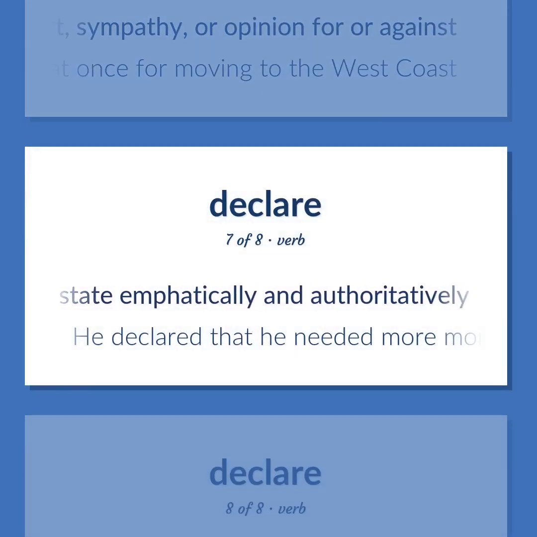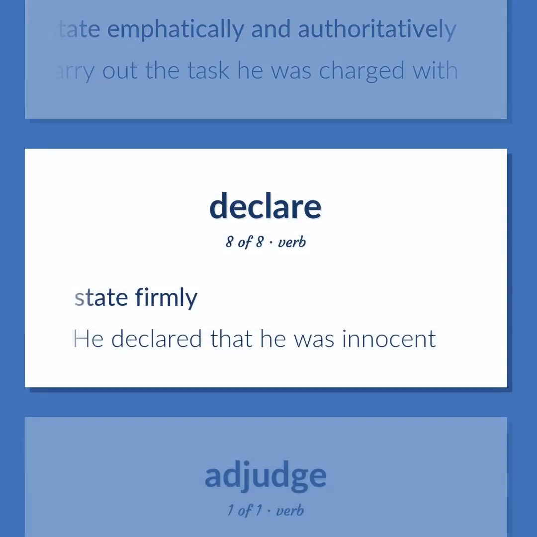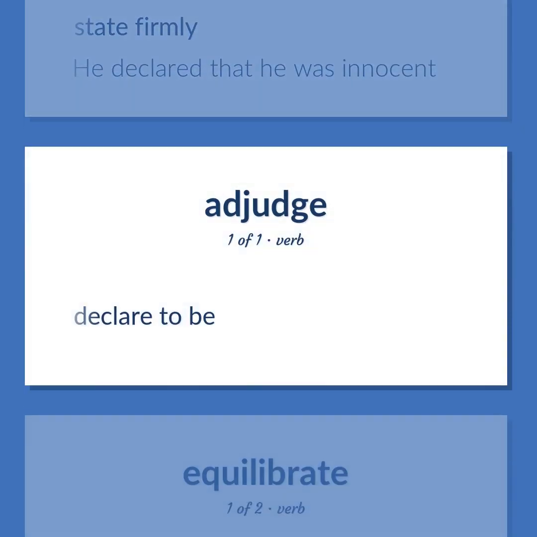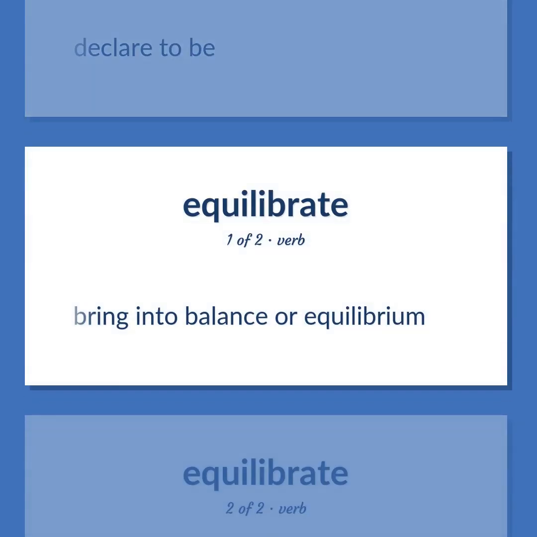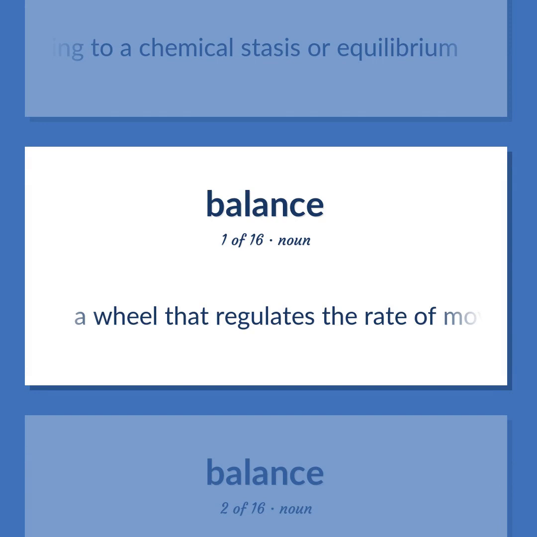State emphatically and authoritatively. He declared that he needed more money to carry out the task he was charged with. State firmly. He declared that he was innocent. Declare to be. Bring into balance or equilibrium. Bring to a chemical stasis or equilibrium. A wheel that regulates the rate of movement in a machine, especially a wheel oscillating against the hairspring of a timepiece to regulate its beat.